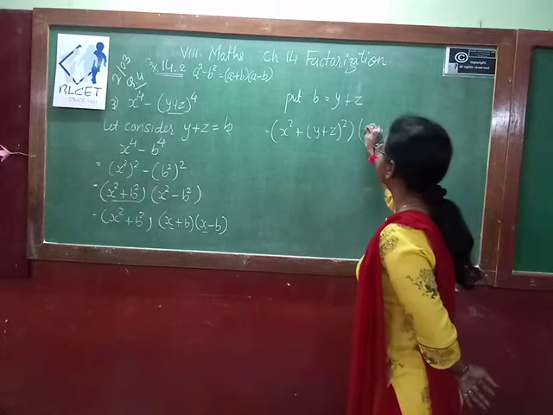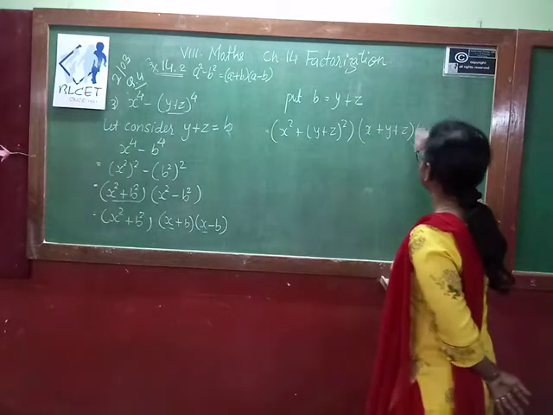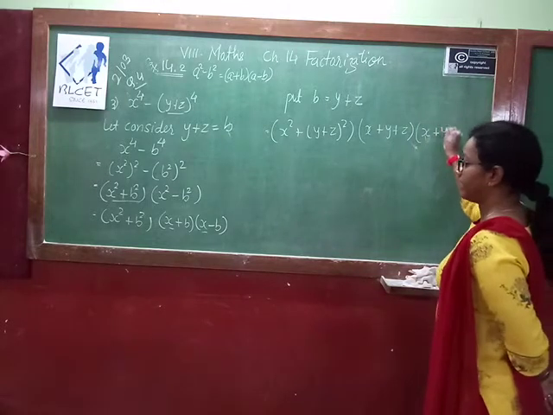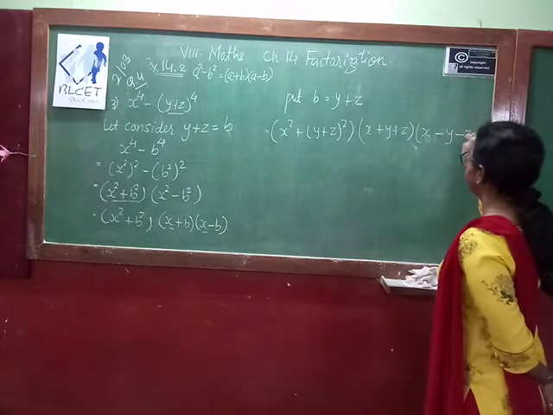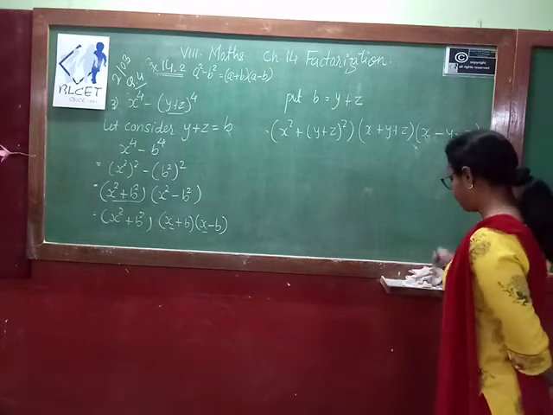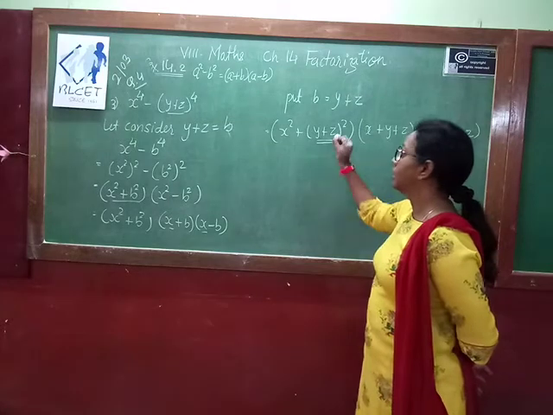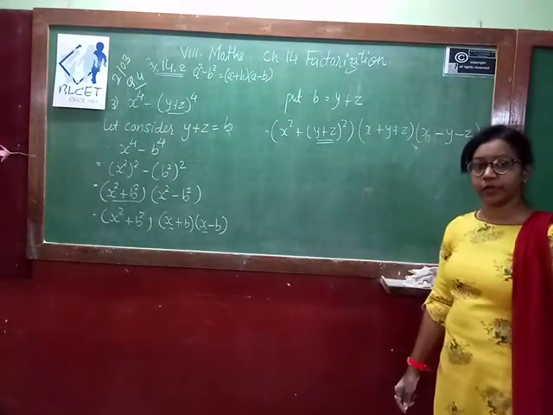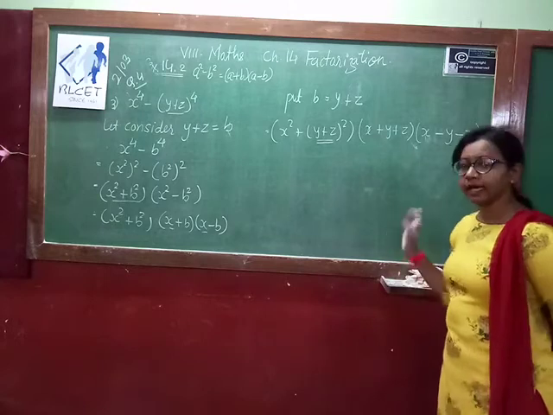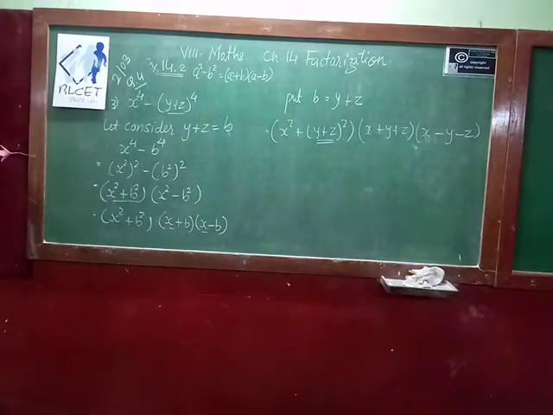Here, x plus y plus z, x minus y minus z. So this is the answer. If you can, just do the factorization for y plus z whole square, or it can remain as it is. So this way we can find the answer.